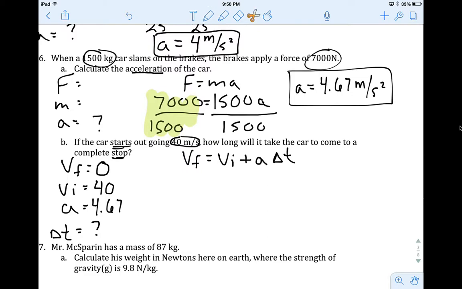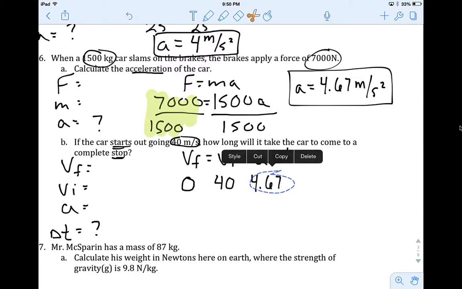So VF, we said that... let's get that. I don't know why it's not grabbing my 0. There we go. VF is 0. VI is 40. A is 4.67. And then delta T we don't know yet. So I've got 0 equals 40 plus 4.67 delta T.